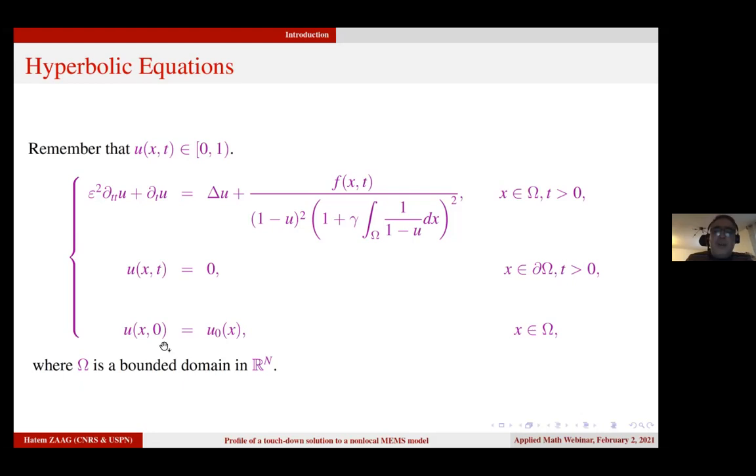Okay. I will correct my slides afterwards. I guess you are now thinking about the limit when epsilon goes to zero, so this initial data will disappear. Absolutely. Okay. Thank you. You're welcome.